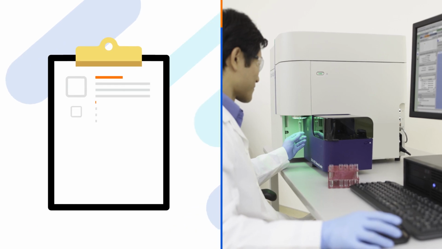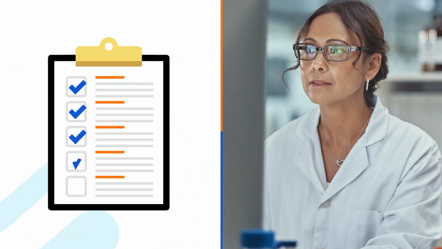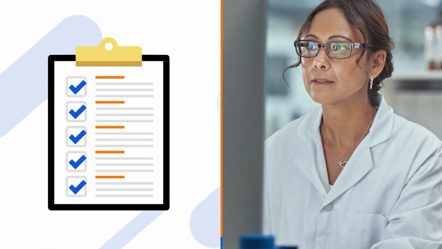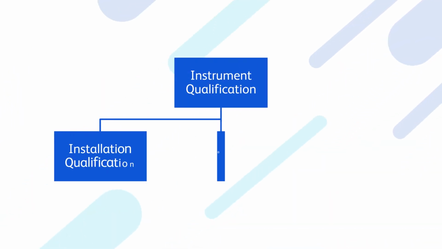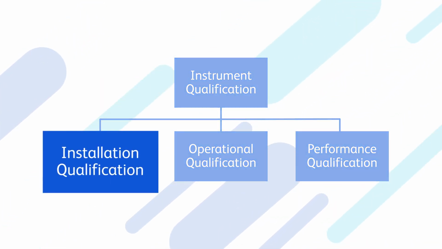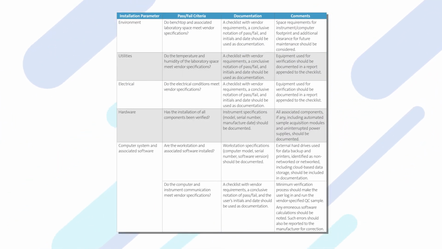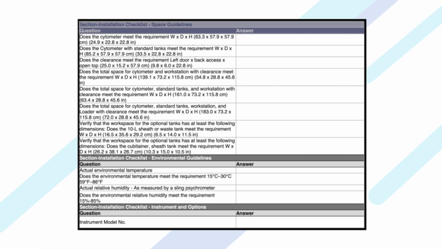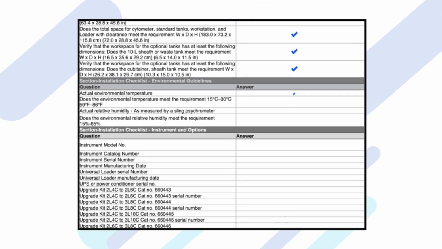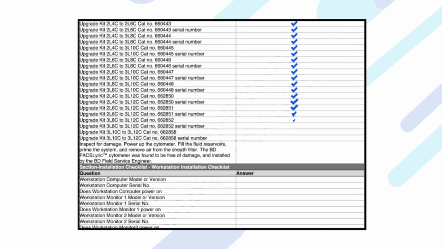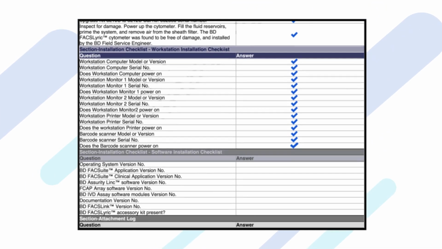Qualification of flow cytometers ensures that the output generated on the instruments is reproducible and precise. For IVD instruments, BD performs various qualifications. On installation, environmental and utility requirements are verified against manufacturer specifications. A BD field service engineer performs IQ for BD's FACSLyric flow cytometer and provides a lab report containing key specifications.